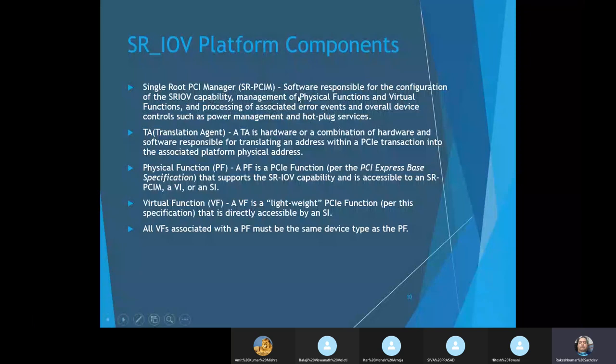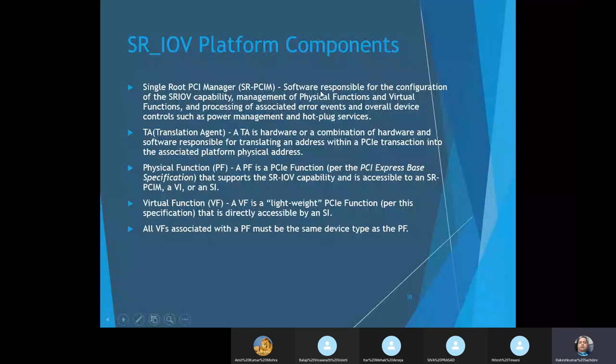Apart from that, some of the power management control for the virtual function is given to the SR-PCIM driver, and the hot plug service for a virtual function as well. A virtual function cannot participate in hot plug, but some of the functionality, which I will tell you about, will be part of the SR-PCIM driver. So this is what the SR-PCIM driver does. This is called the Single Root PCI Manager, SR-PCIM. It's a driver, and this is its responsibility. We will cover everything: what the flow is, what the start point and end point are, and how to handle error scenarios.